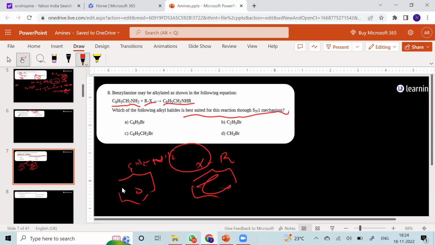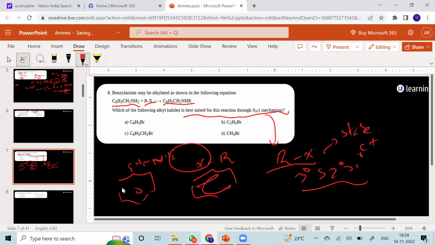Now that's very simple, right? In the SN1 mechanism, the RX which undergoes the nucleophilic substitution should be tertiary. Is it not? The order of reactivity is tertiary greater than secondary greater than primary for alkyl halides in SN1 mechanisms. Or somehow if I can get a stable carbocation, it's all about a stable carbocation which is getting formed. C6H5Br will never ever undergo nucleophilic substitution because the Br is directly on the benzene ring. C2H5Br is primary. CH3Br is primary. What about this one? This one is also primary, C6H5CH2Br.